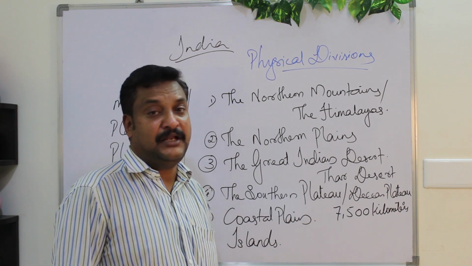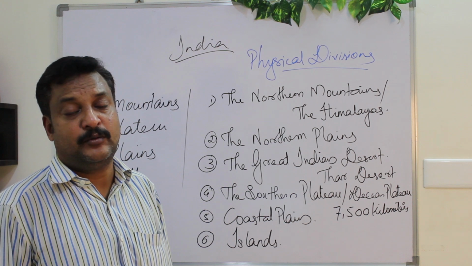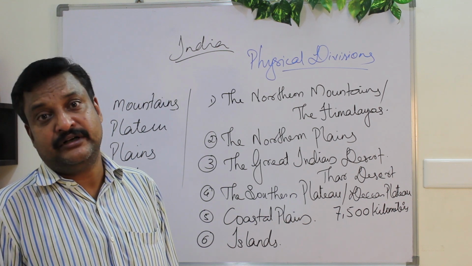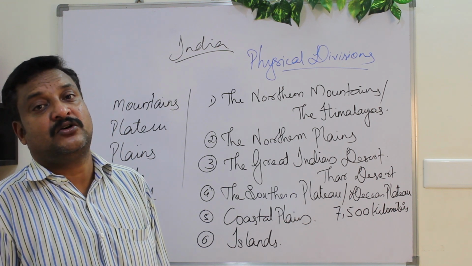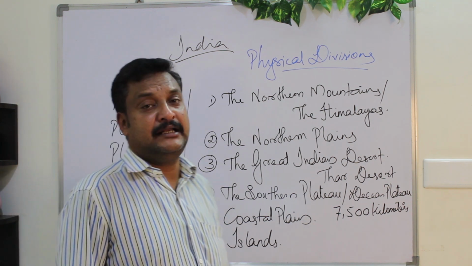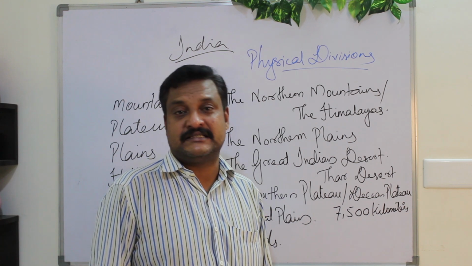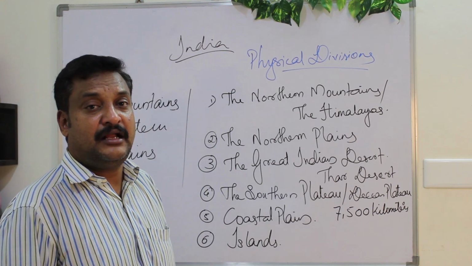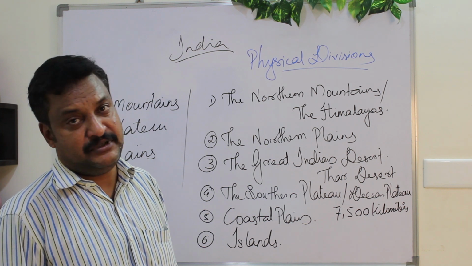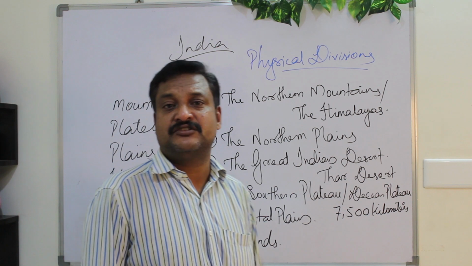Then a coastal plain across the coastal line, which is about 7,500 kilometers. The plain regions along the coastal line are known as the coastal plain. And we have two island groups: the Andaman and Nicobar Islands in the east in the Bay of Bengal, and the Lakshadweep Islands in the western Arabian Sea. So these are the major physical divisions of India.